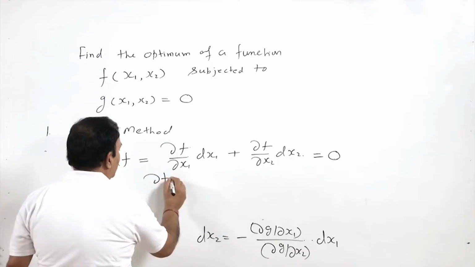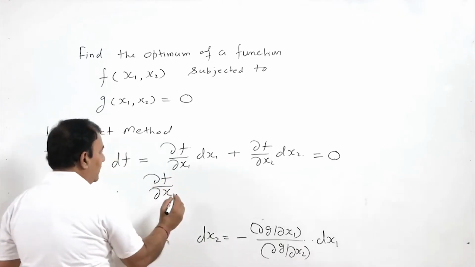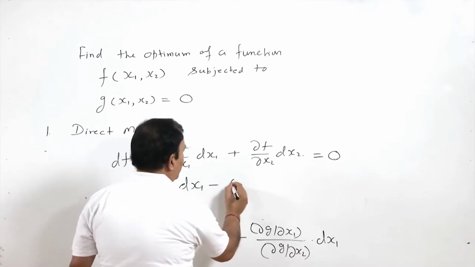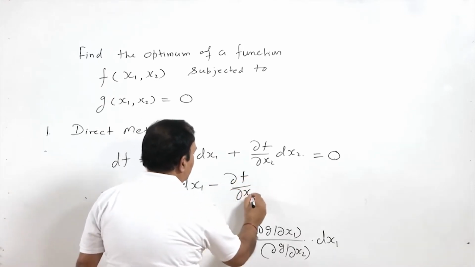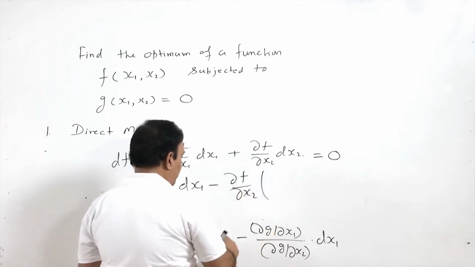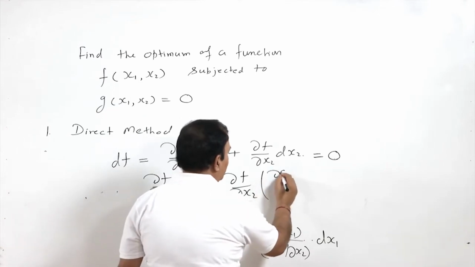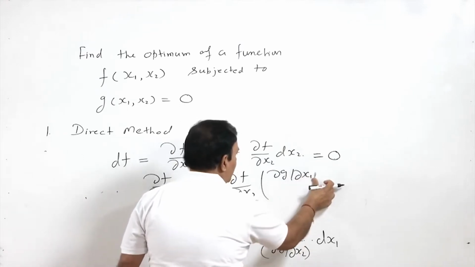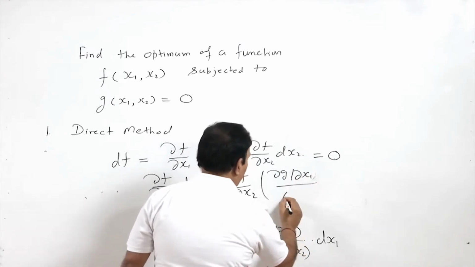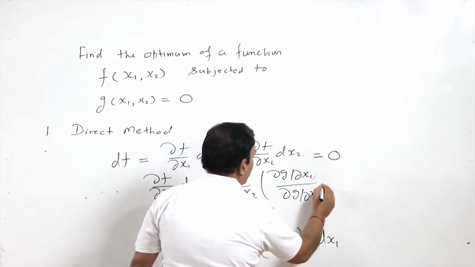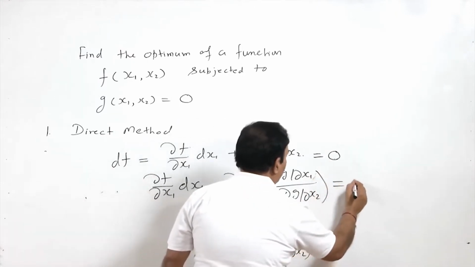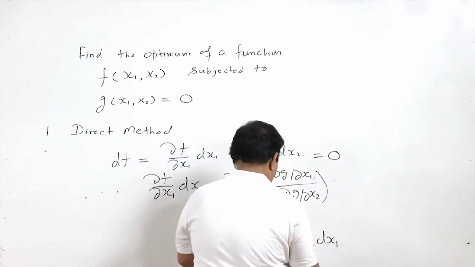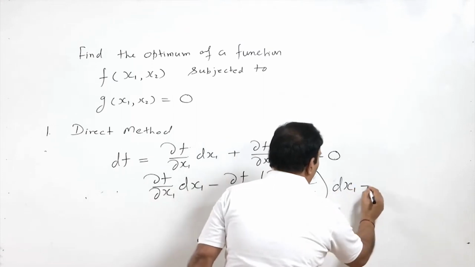So, this means del f by del x1 dx1, due to this will be del f by del x2 multiplied, negative sign we have considered here, del g by del x1 divided by del g by del x2, and this is also multiplied with dx1 and this equals to 0.